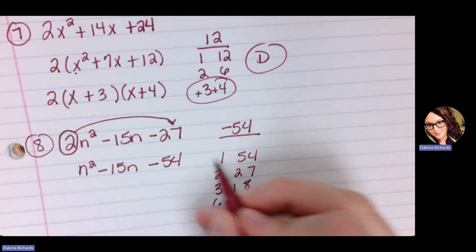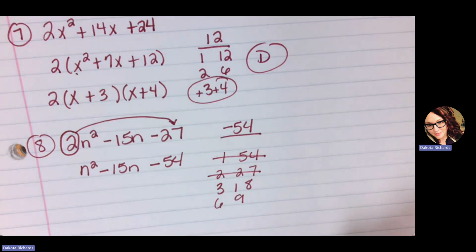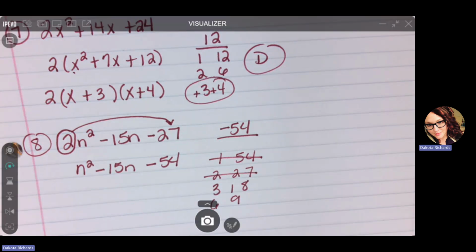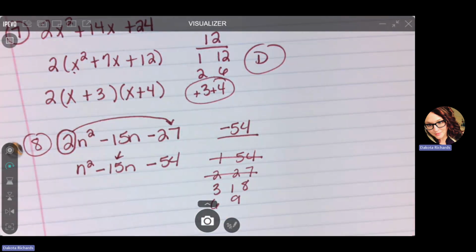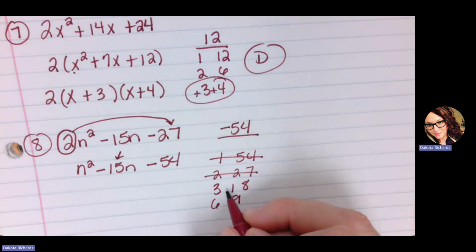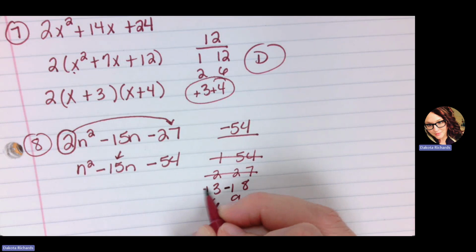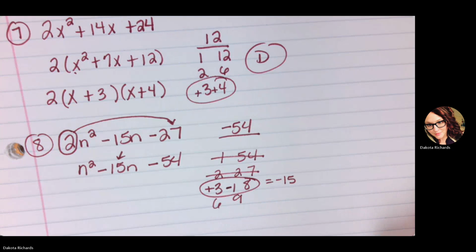It's not going to be these. 2 and 27, we can't make 15 out of that. What about 3 and 18? What is 18 minus 3? That's right. That would be 15, and that is what we are looking for. So which combination of positives and negatives do we need? Well, we need the 18 to be negative and the 3 to be positive. When we add those together, we get a negative 15.